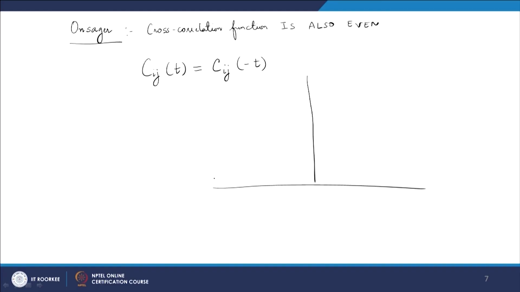So, we will start from this point in the next class, but please note that the cross correlation function also must show a mirror symmetry around t equal to 0. With that I conclude here. Thank you.